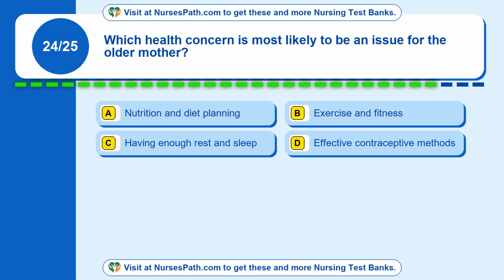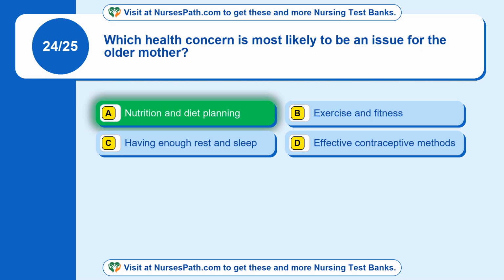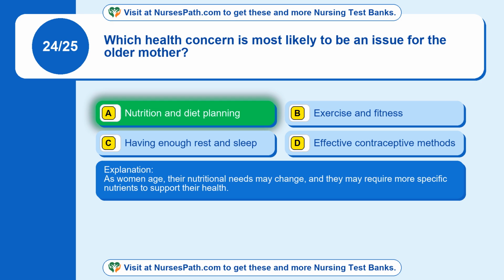Question 24. Which health concern is most likely to be an issue for the older mother? Option A. Nutrition and diet planning. Option B. Exercise and fitness. Option C. Having enough rest and sleep. Option D. Effective contraceptive methods. The correct answer is option A. Nutrition and diet planning. As women age, their nutritional needs may change, and they may require more specific nutrients to support their health.